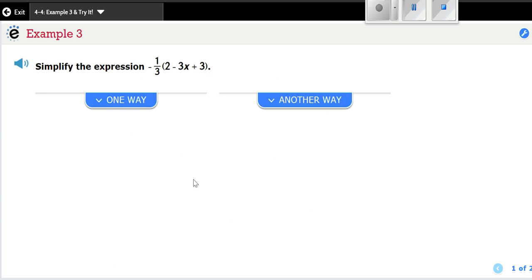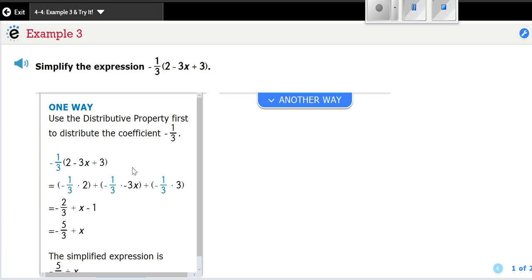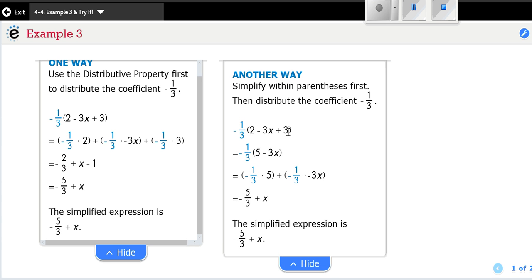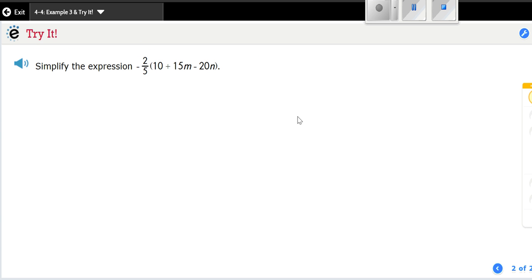All right, let's double check our work. One way, ding, ding, ding, ding, right? Distribute, distribute, distribute. Simplify, good. Another way, solve inside the parentheses, distribute. Huh. Pretty good. All right, here's one for you.